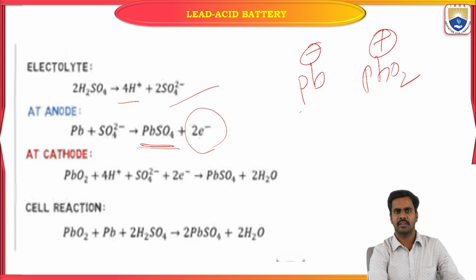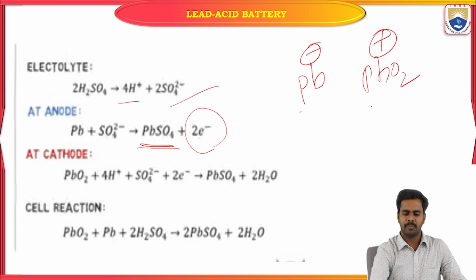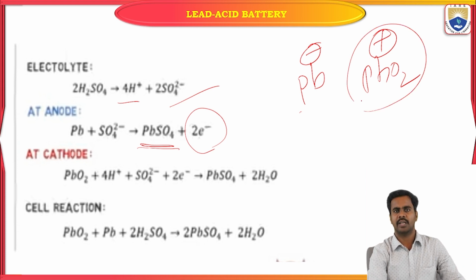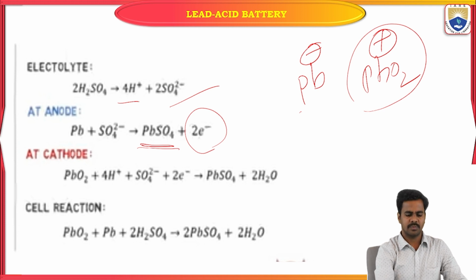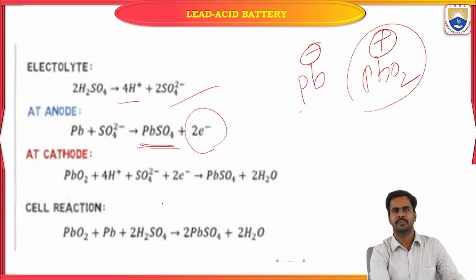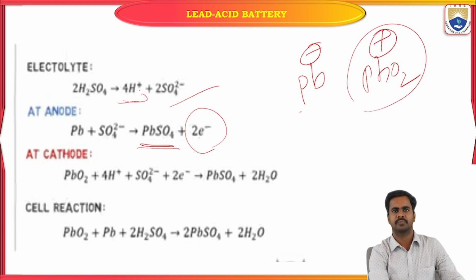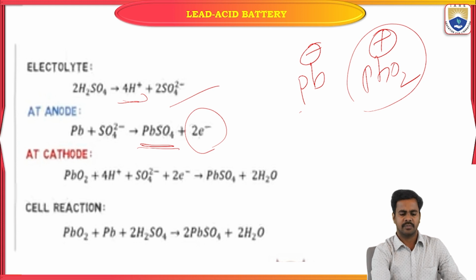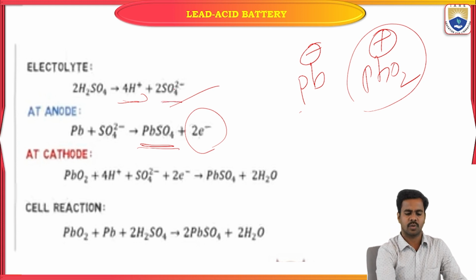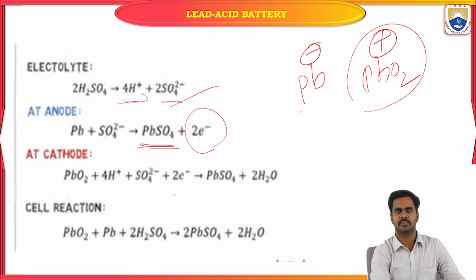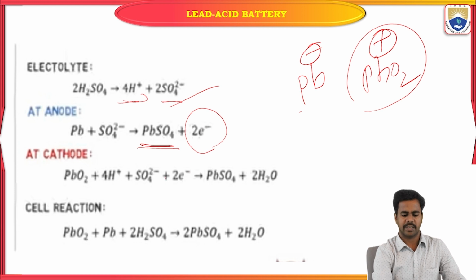Coming to the cathodic reaction, here PbO2 acts as the cathode during discharging of the lead-acid battery. PbO2 reacts with the hydrogens of H2SO4, and one more SO4 is there. One SO4 reacts with Pb, and another SO4 reacts with PbO2. By the gain of these electrons moving towards the cathode.